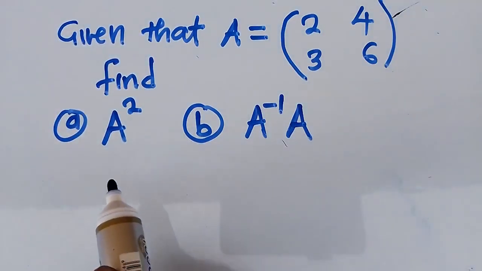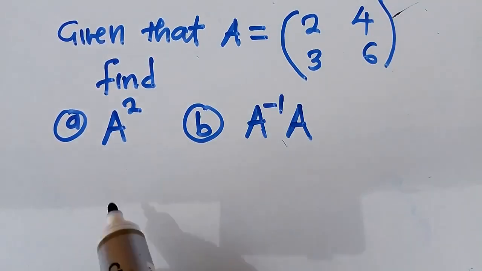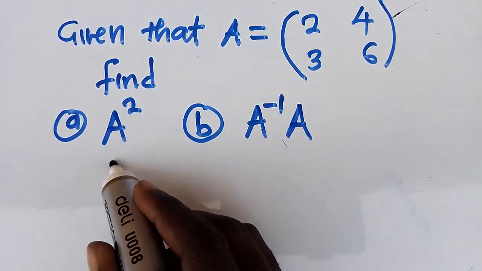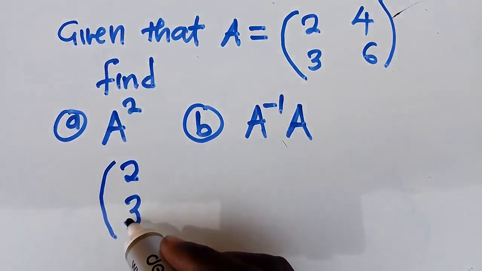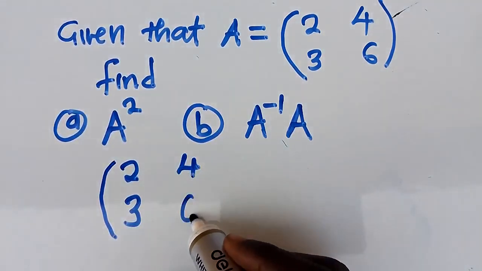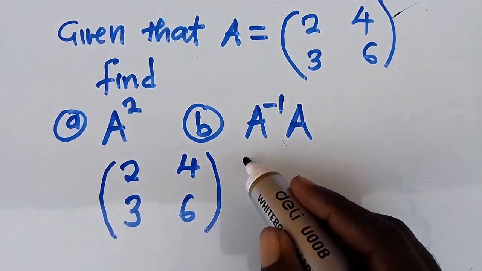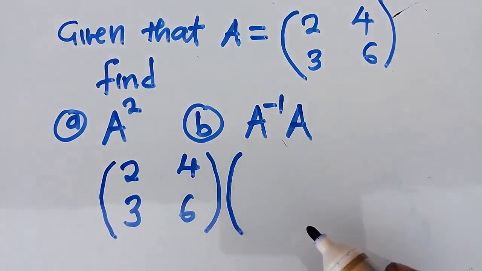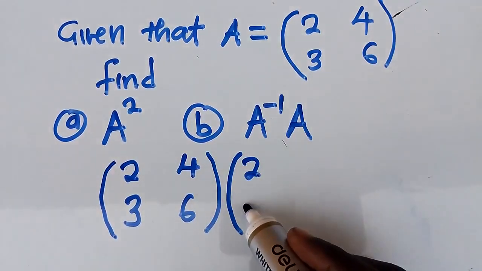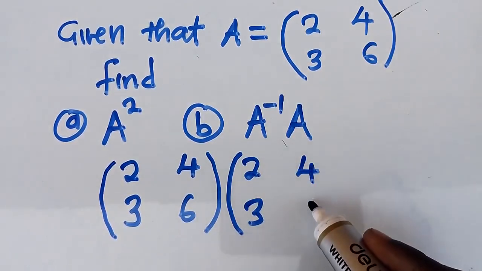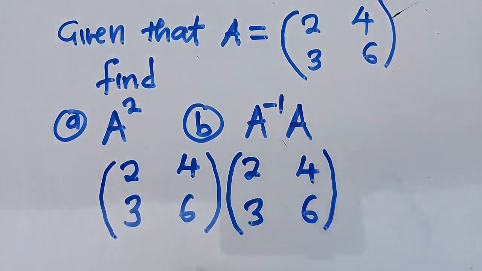So the first one, A squared. A squared means the same matrix A that we have, 2, 3, 4, 6, and it is repeating itself 2 times. So the same one will come, 2, 3, 4, 6. This is how it is.